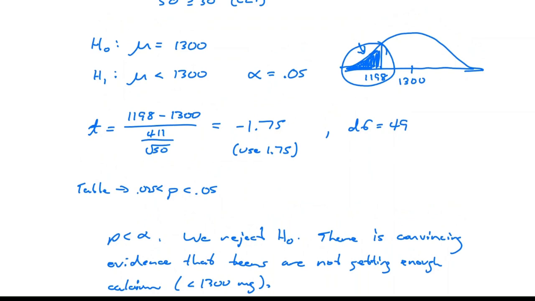Again, if we had found that P was 20%, it would mean that there's a 20% chance of getting those results by chance. Well, then that's a fairly high probability that it just is a fluke or a chance thing. We couldn't come to the conclusion that teens are not getting enough calcium.